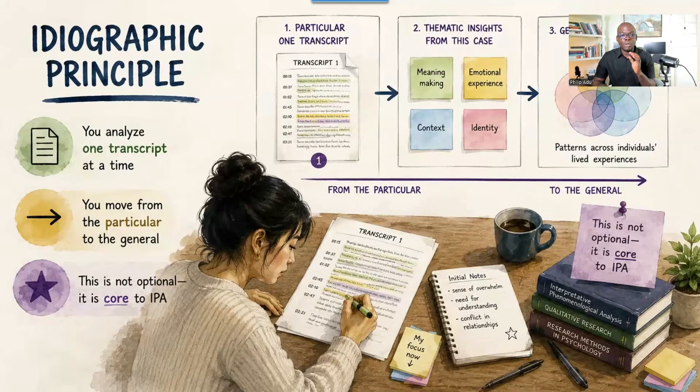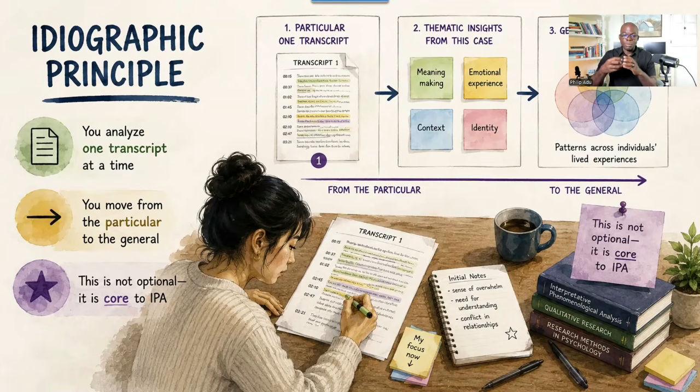Another concept that you have to be knowledgeable about is the idiographic principle. So this one is so unique. Let me talk a little bit about thematic analysis, right? Normally, if you are using thematic analysis, you go through the transcript and start with initial coding. You go through the transcript, identify information that is significant and develop codes, right?